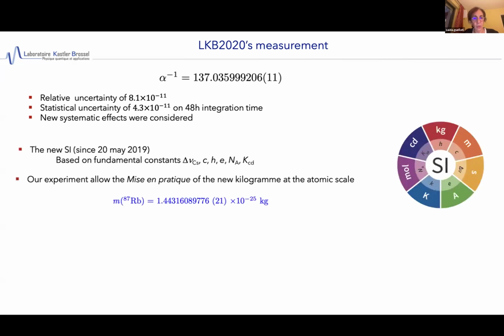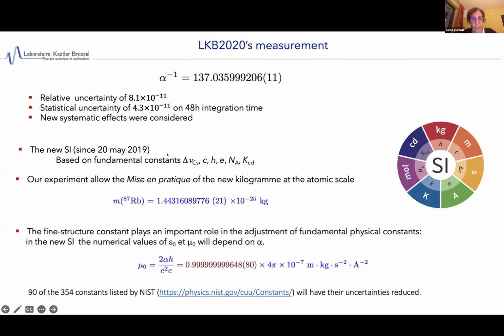And this value also, in fact, in the new SI, measuring h over m is also a way to realize what we call the mise en pratique of the kilogram at the atomic scale. And our experiment measured the atomic mass, and this is the most accurate measurement of atomic mass.